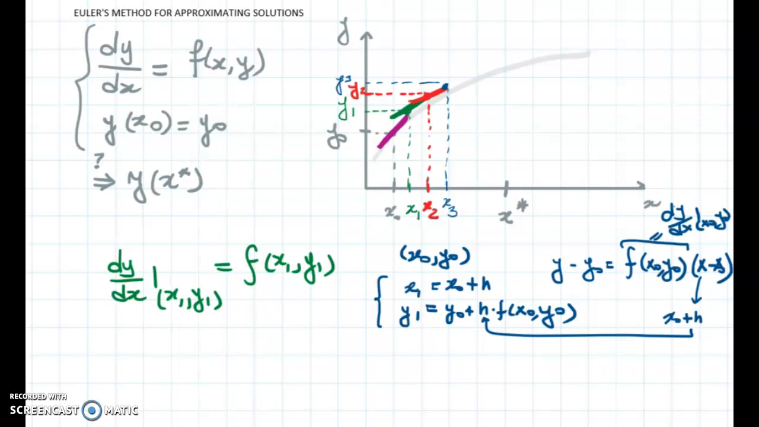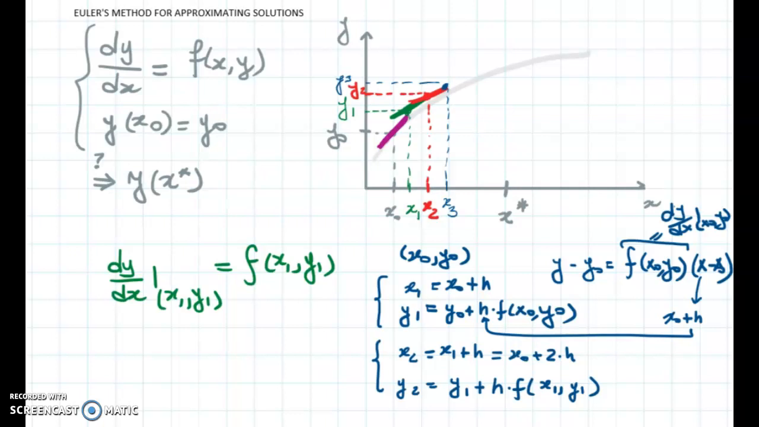So this is the result of evaluating the tangent line that is purple in our sketch at the point x1. So now that we have the point x1, y1, we are going to repeat for the next point. The point x2 is going to be x1 plus h. So we are moving towards x star another small step h. And this is the same as saying that this is x0 plus 2h. And the point y2 is going to be given by the y1 from the previous step plus h times the function f evaluated at x1, y1. This is the result of evaluating the line tangent that is green in our picture at the point x2.